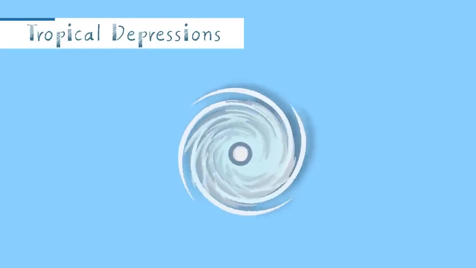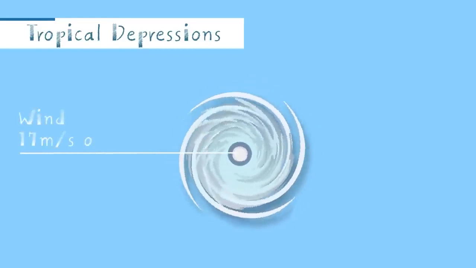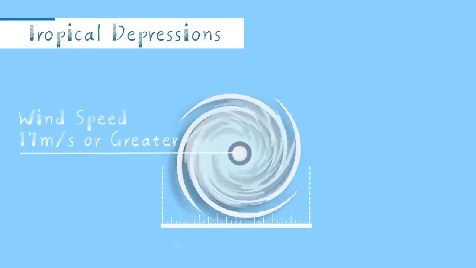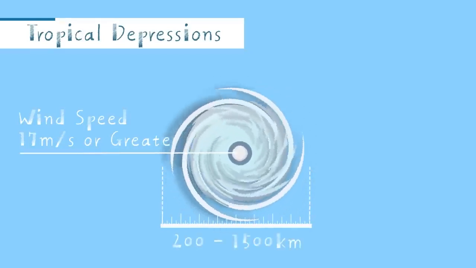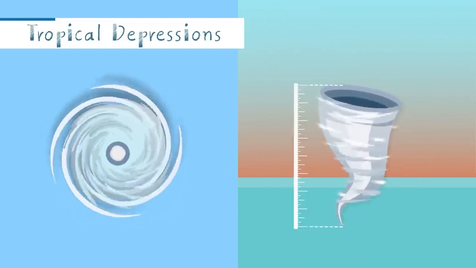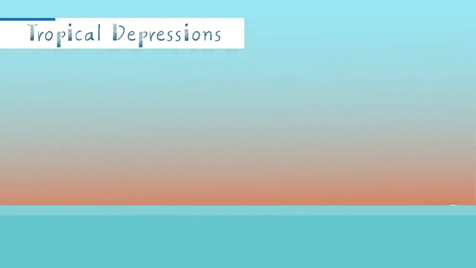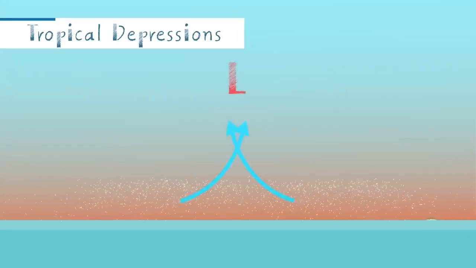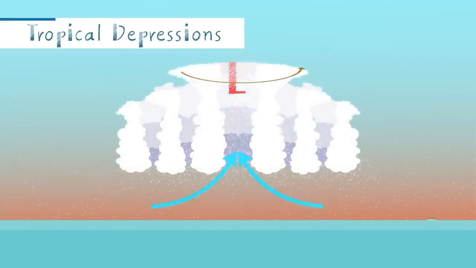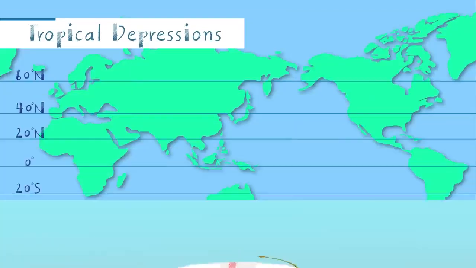Generally, a typhoon is a tropical depression where the maximum wind speed near the center is 17 meters per second or greater. The diameter of a typhoon can vary from 200 kilometers to 1,500 kilometers, and the average height of a typhoon is around 15 kilometers. Typhoons originate over tropical seas using the heat released when water vapor condenses. The stronger a typhoon, the lower its central air pressure.